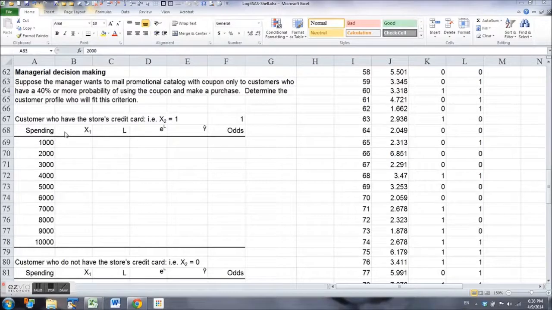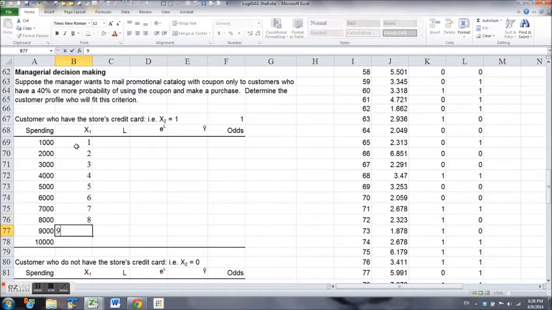So we're going to separate the customers into two groups, those that hold store credit card and those who do not. And for each of those groups, let's look at a spending range, annual spending range $1,000 all the way through $10,000. So these X sub 1 is in thousands, so that means these values will be 1 through 10.